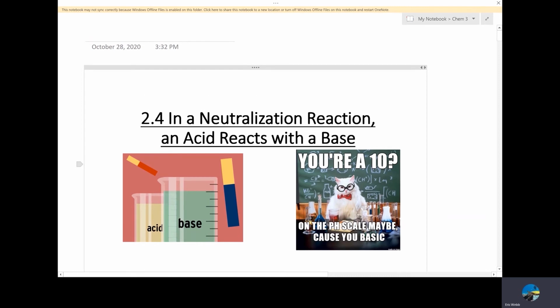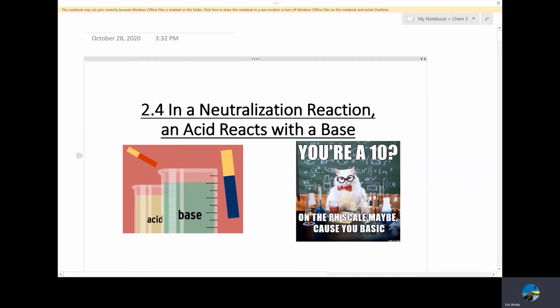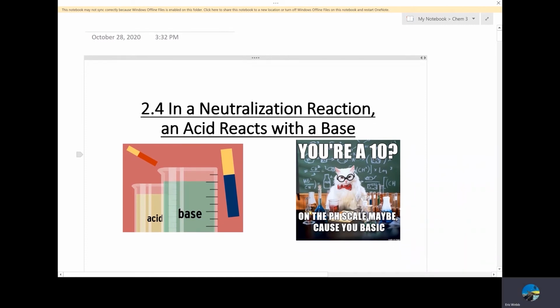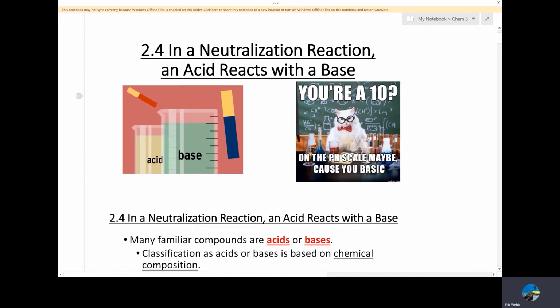All right, so we're gonna kind of wrap up our chemistry unit. We're gonna finish up with talking about acids and bases. We've already had some experience with acids and bases in the labs. We've seen hydrochloric acid, we've seen sodium hydroxide, and we've seen some indicators. So now let's talk a little bit more about what each of these kind of means.